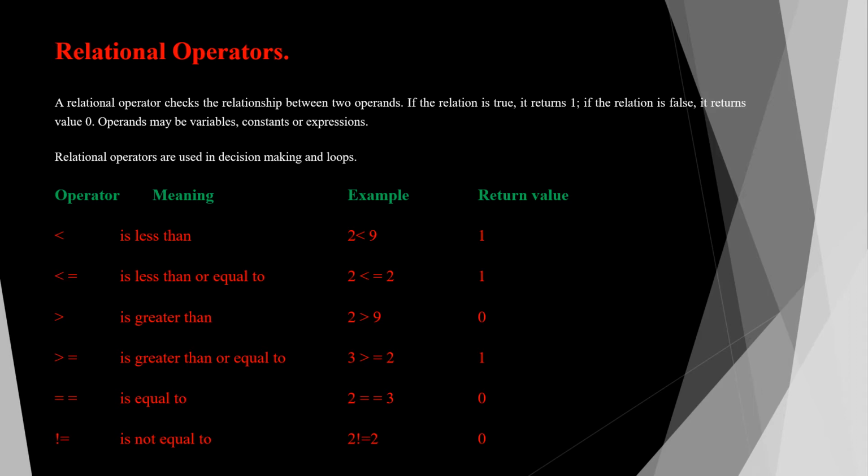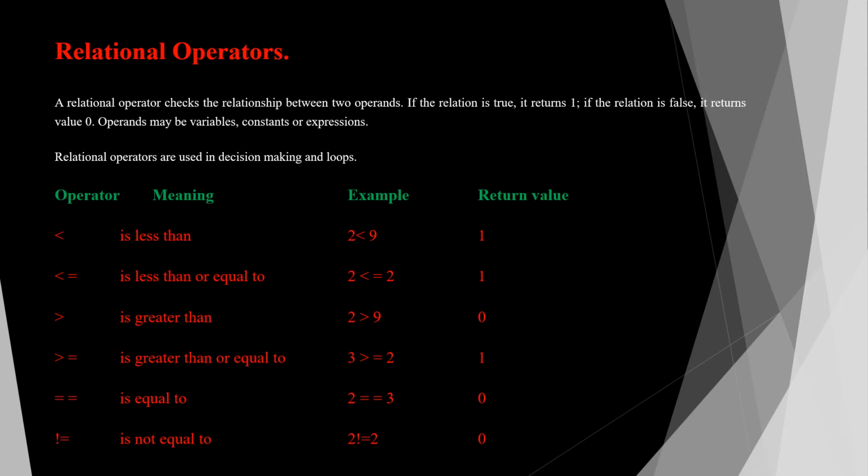This table represents the relational operators, their corresponding meanings, and examples, and it shows that the result is either true or false. The first operator is the less than operator, represented by the less than symbol. The meaning is less than. Here, the example has operands 2 and 9. 2 less than 9 is true. This condition becomes true, so it returns the value 1.